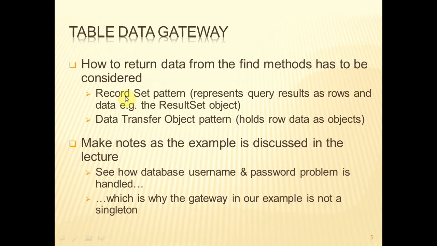For example, we could use a record set pattern, which is a standard design pattern, which essentially represents query results as rows of data. In other words, the result set object that we've been using up till now is essentially an implementation of the record set pattern. Alternatively, we could use what's known as data transfer objects, DTOs, which is another kind of pattern which wraps up data that is logically grouped, for example, row data, in one particular object. So if you have a result set from your query that gives you 4 rows, then you would generate 4 instances of the data transfer object.